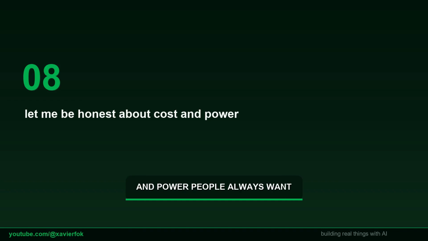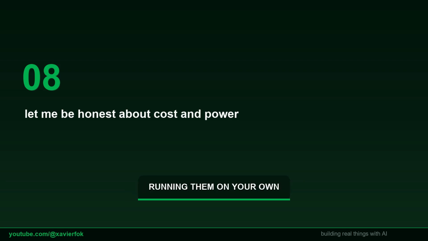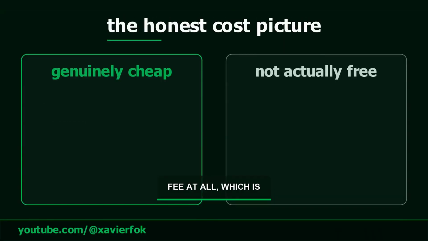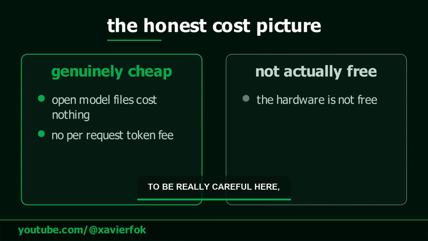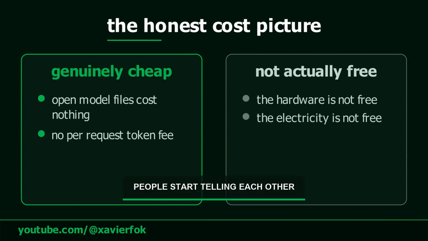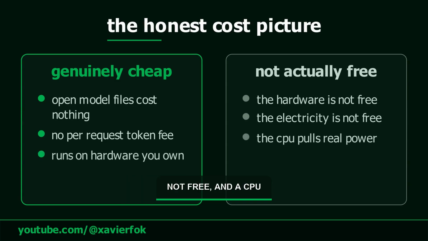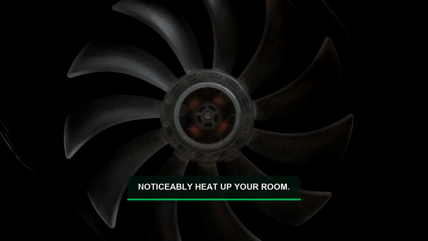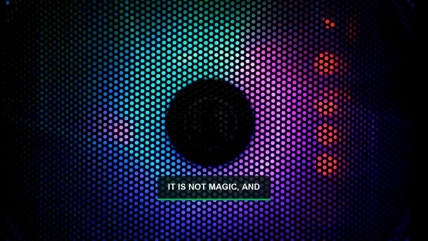Let me be honest about cost and power. People always want to know what it costs. So here is the plain, unvarnished version. The model files themselves are free to download for the open ones I used, and running them on your own machine has no per request fee at all, which is genuinely nice compared to paying by the token for everything you do. But I want to be really careful here, because this is exactly where people start telling each other comforting lies. The hardware is not free, the electricity is not free, and the CPU pinned at full load for a long batch job does pull real power and does noticeably heat up your room. It is cheaper than a lot of people assume, but it is not magic, and it is certainly not zero.